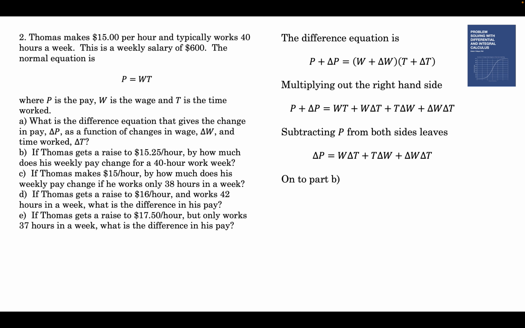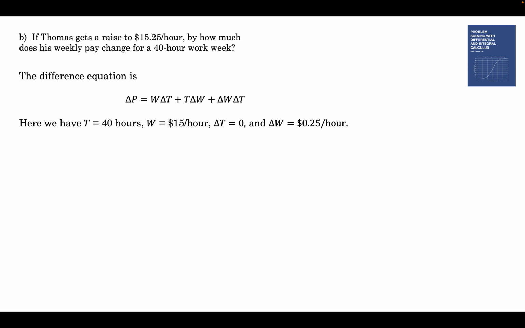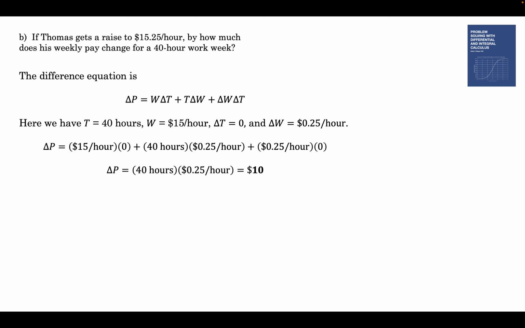Part B. If he gets a raise to $15.25 an hour, how much does his weekly pay change? So we're going to use the difference equation. What's the change in time? Change in time worked is 0. So delta T is 0. T is 40, delta T is 0, W is 15, and delta W is a quarter an hour. That's the change in his hourly wage. Stick in the numbers, we get $10.